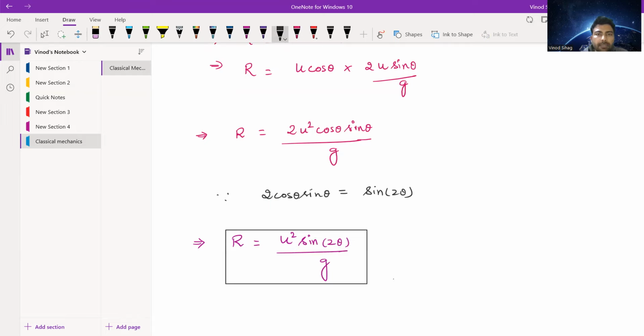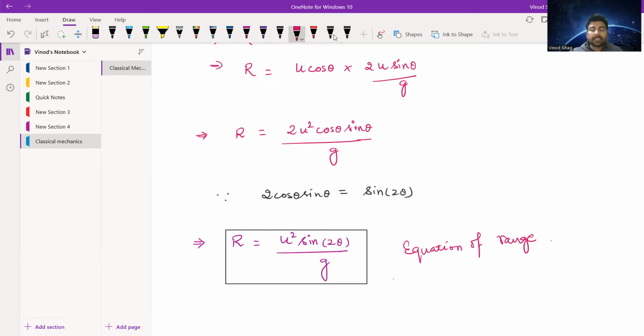So it is the equation of range, the range of the projectile.